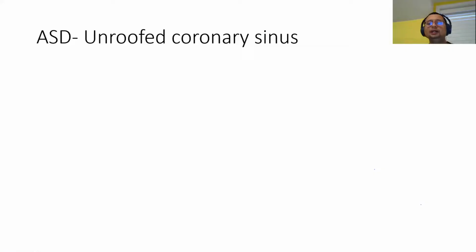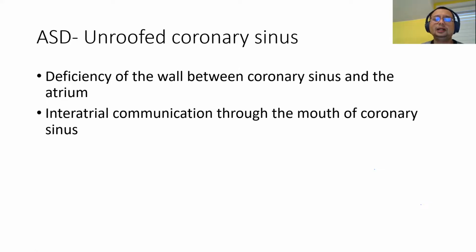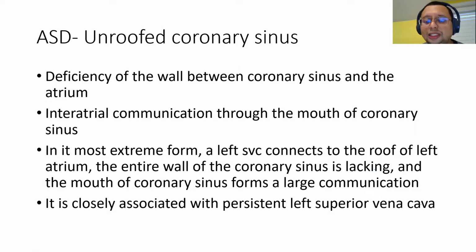So last one, okay? This is ASD, unroofed coronary sinus. It is a deficiency of the wall between the coronary sinus and the atrium. This is an interatrial communication through the mouth of the coronary sinus. At its most extreme form, a left SVC connects to the roof of the left atrium. The entire wall of the coronary sinus is lacking, and the mouth of the coronary sinus forms a large communication. It is closely associated with persistent left superior vena cava.